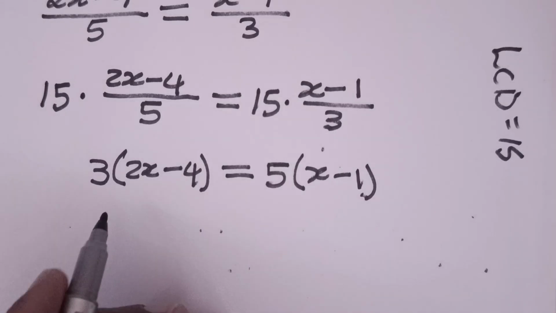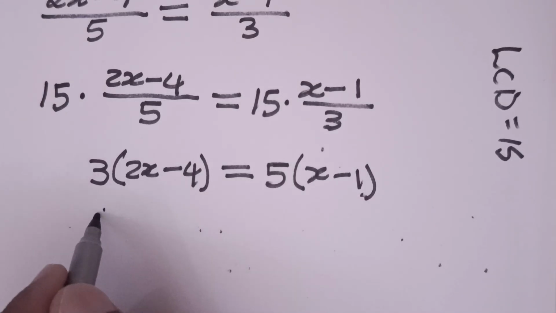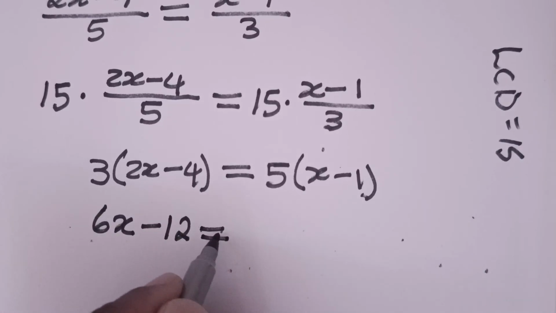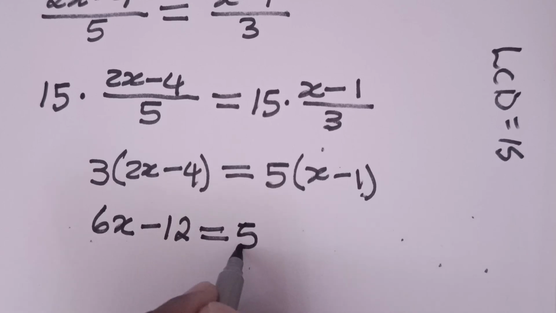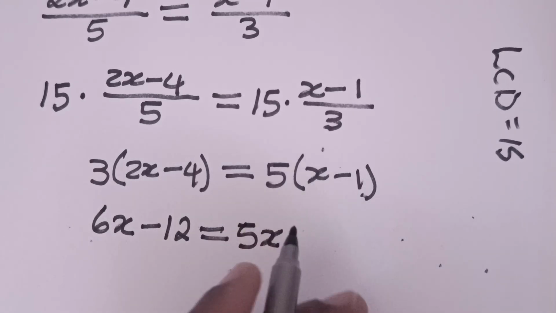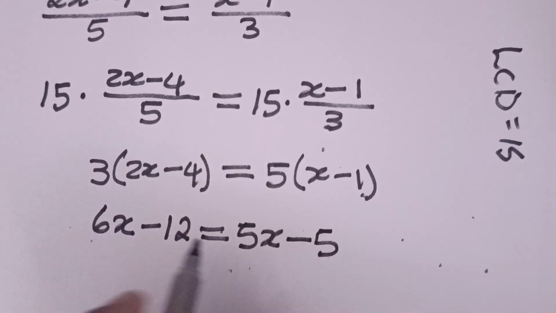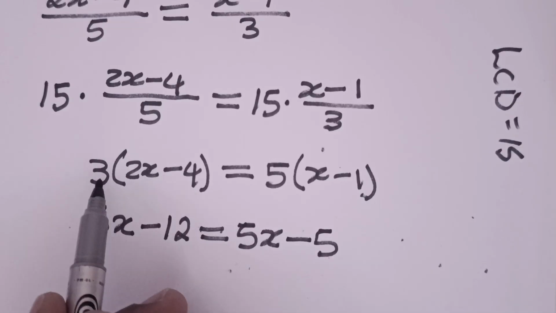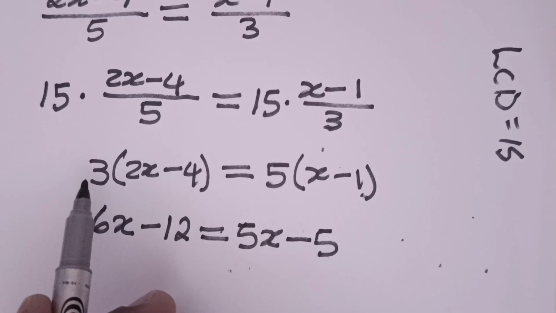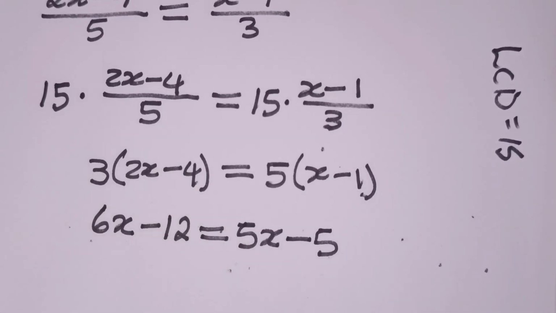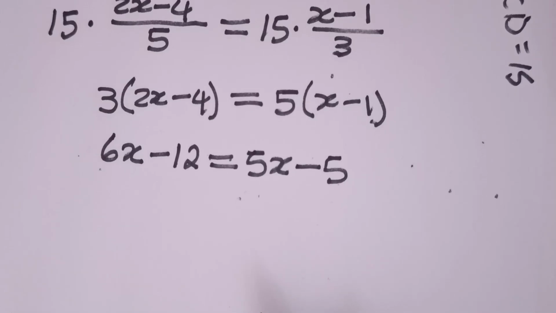Then you go around and say, that is 6x minus 12 equals to, ladies and gentlemen, that is 5x. 5 times minus 1, that is minus 5. A person will say, how did you get the minus 12? Guys, the 3 times 2x is the 6x, and the 3 times the minus 4, distributing that in that bracket is, of course, a negative 12.